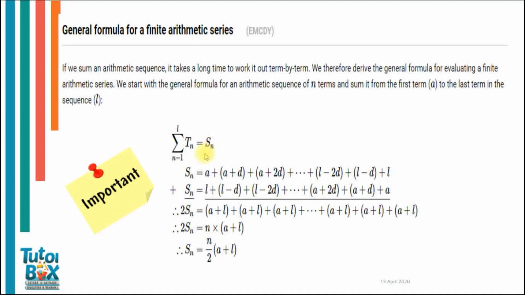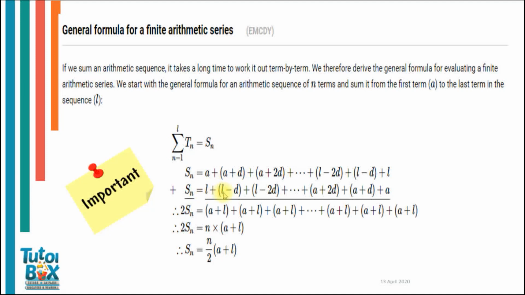Okay, so now the second step is to write in descending order. So I just rewrite this, guys. Sn will be equal to descending order. I start this side now. L plus L minus D, because guys, this is the last term. This is the last term, yeah?